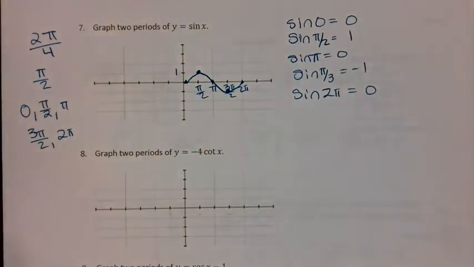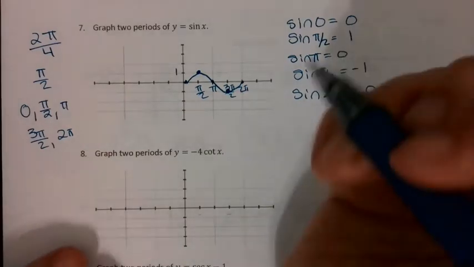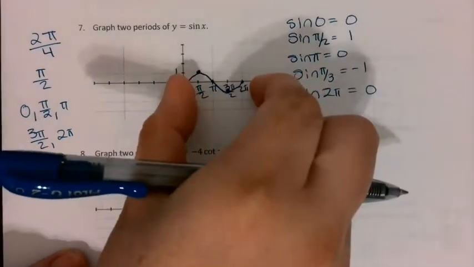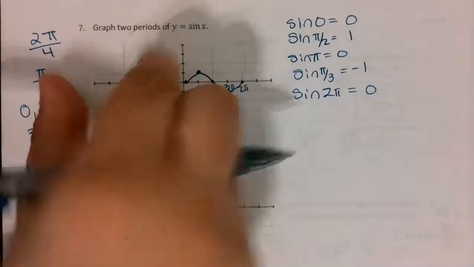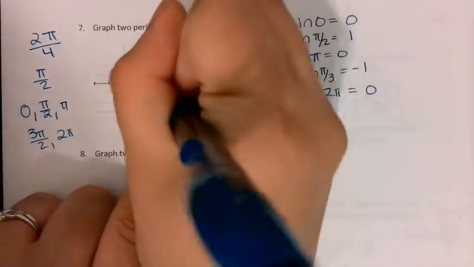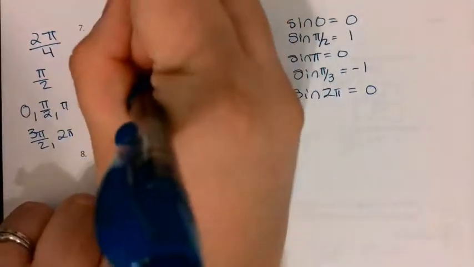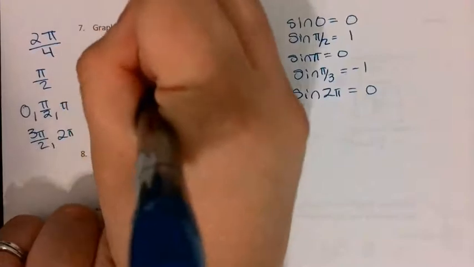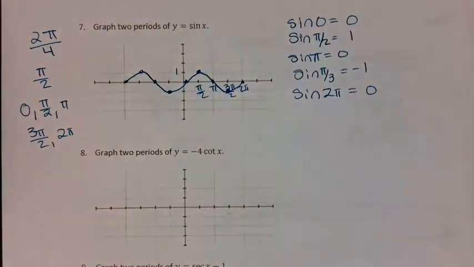The problem wants 2 periods, so I noticed a lot of people on the test reflected over. That's not what you should do for this. I want to literally take this and pick it up and put it over here. So I'm starting from the 2 pi point and then working backwards. So then it's going to be -1, 0, 1, and 0. And this is what this graph looks like.